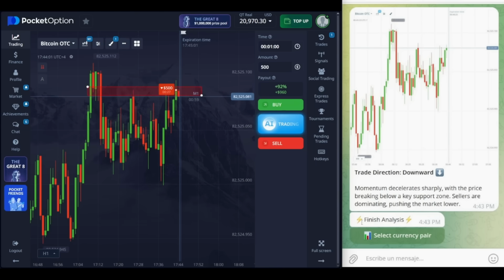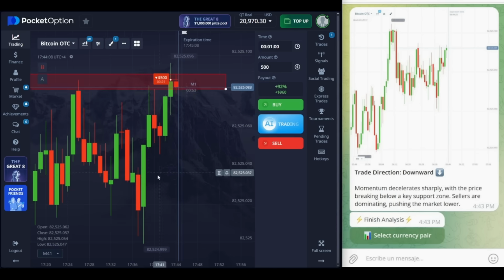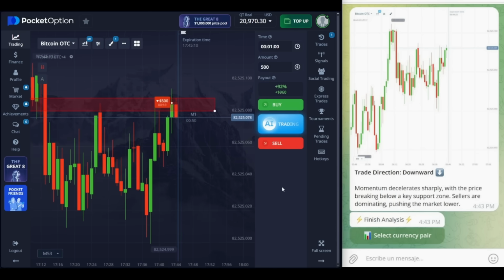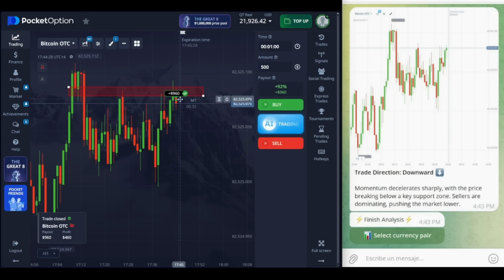We've already touched the resistance zone. Perfect timing. Fast, easy, no manual thinking. Bot does all the work, just click and enter. Another $460 in profit in just 1 minute.